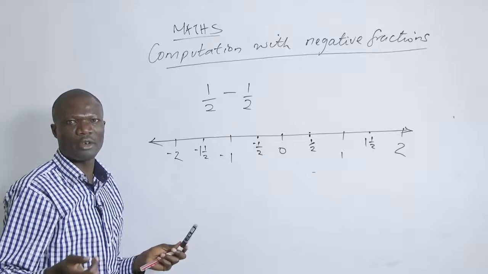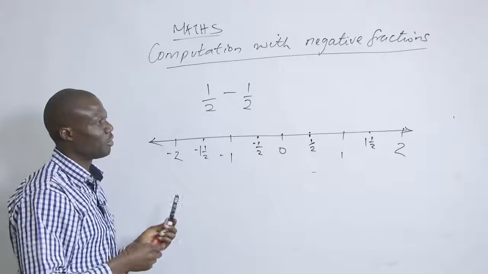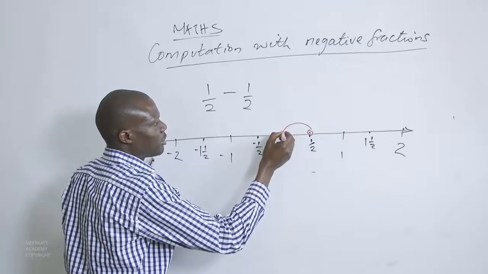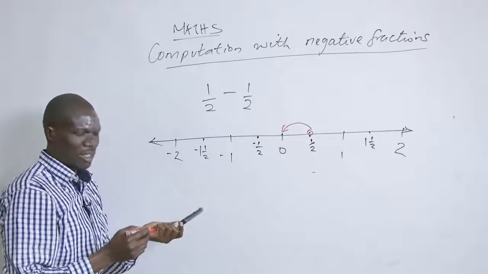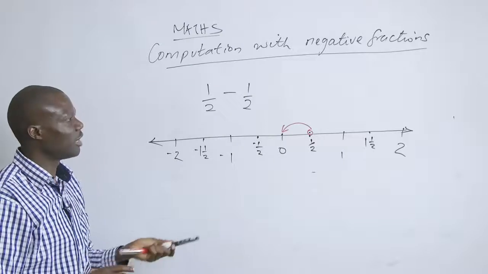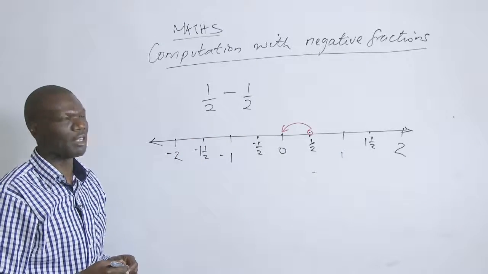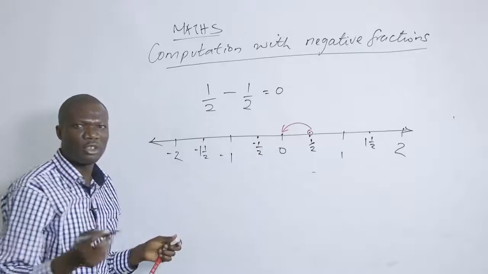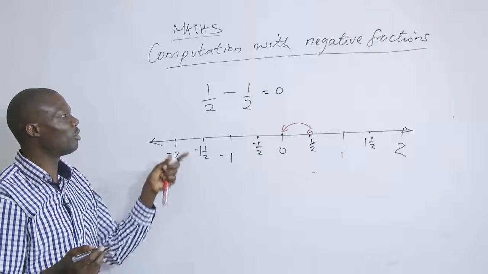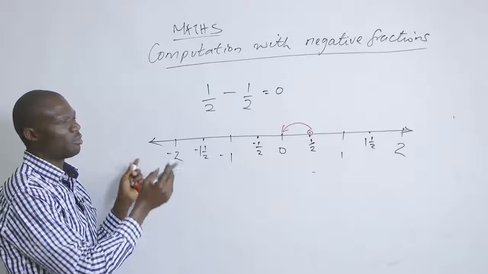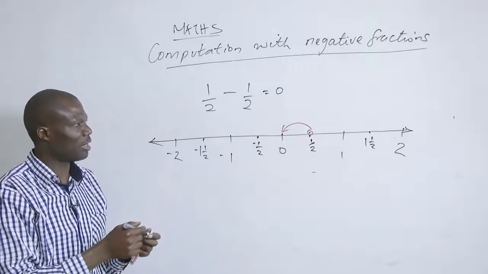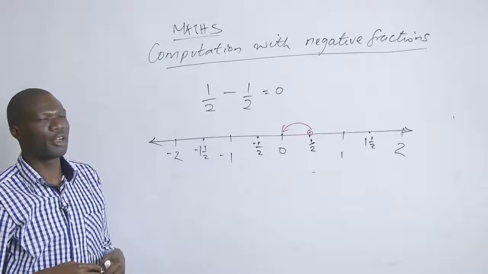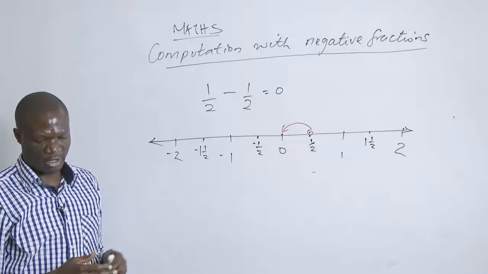As we said earlier, when you are subtracting, you move to the left. If we have to subtract a half, then from here we shall move towards the left, and the number of steps is a half a step. So you'll find that you will settle at 0. So you can still work on fractions using the number line. In this topic, we are going to see how we can simply handle the computation of negative fractions.